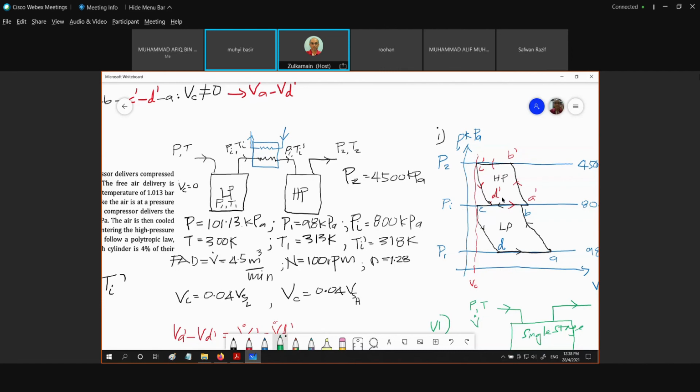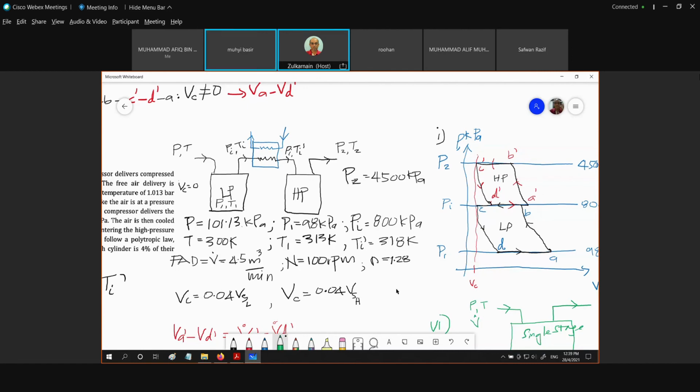Always look at the end of induction stroke. Okay, for the first stage and second stage, the high pressure, the end of induction stroke is the condition D prime A prime.